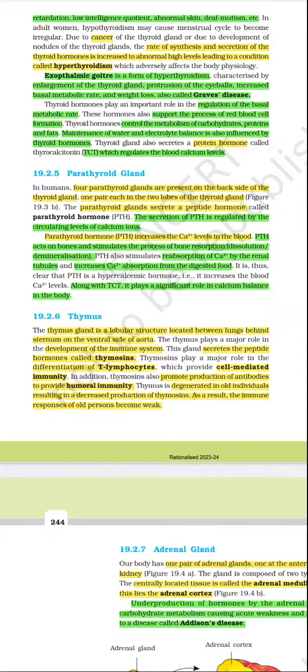PTH acts on bone and stimulates the process of bone resorption, dissolution, demineralization. PTH also stimulates reabsorption of calcium by the renal tubules and increases calcium absorption from the digested food. It is thus clear that PTH is a hypercalcemic hormone. It increases the blood calcium level, and along with TCT, it plays a significant role in calcium balance in the body.